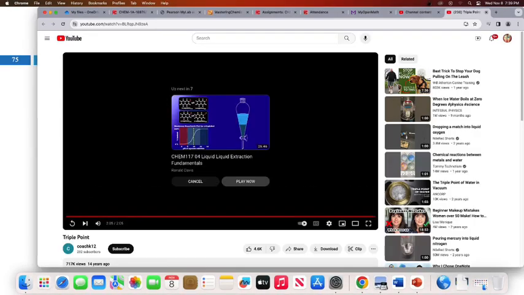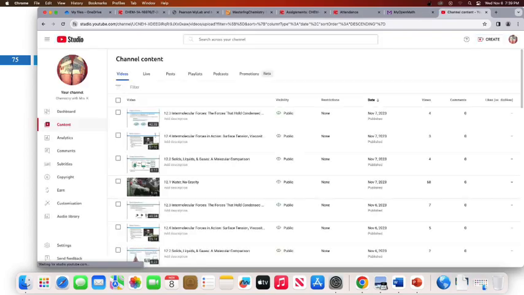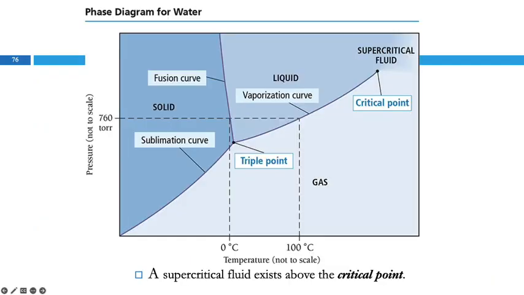Okay, so that is the triple point. This is what a phase diagram looks like. This is the phase diagram for water, and this is the triple point for water. This is not to scale. You have to lower the pressure and get the temperature pretty low to get the triple point. But this is the fusion curve.